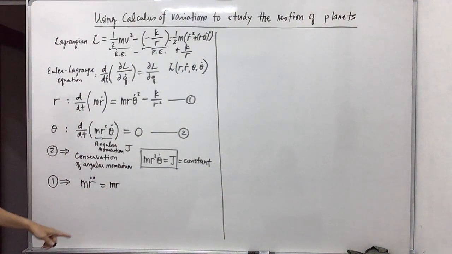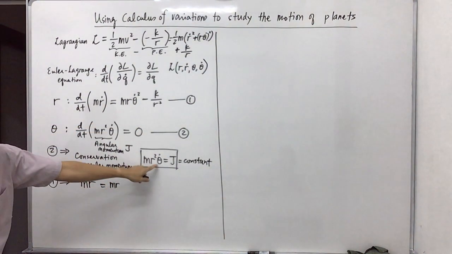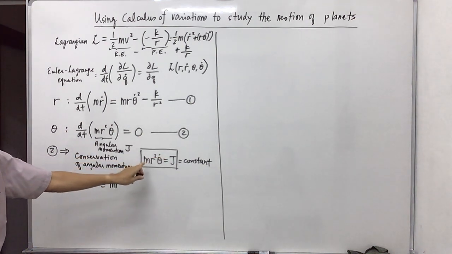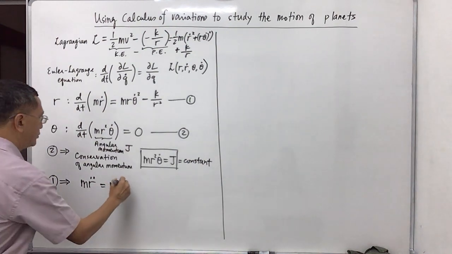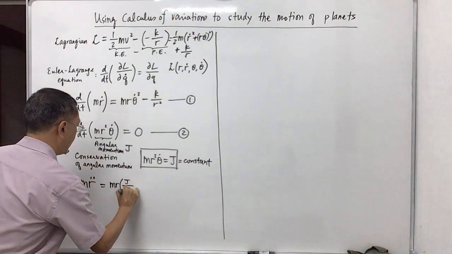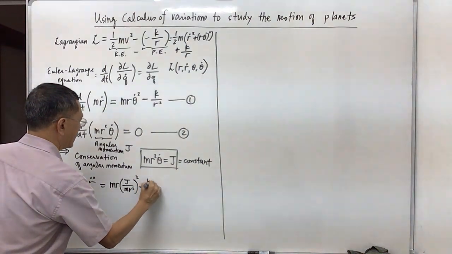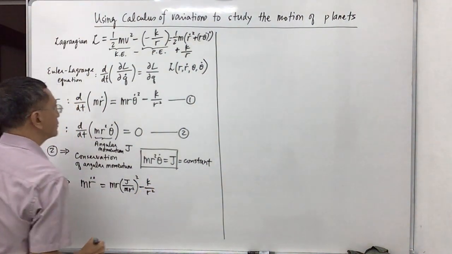Now this is where I'm going to make good use of my theta dot squared. Right? Every time you see a theta dot, try to replace it with J over m r squared. So I've got m r times J over m r squared, the whole thing squared, then minus k over r squared. Okay?